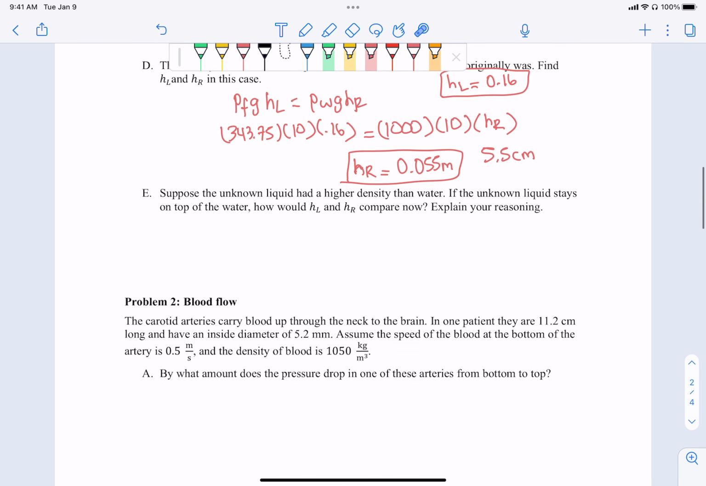We'll probably move on to part E then. So now it says, suppose the unknown liquid had a higher density than water. If the fluid density was higher than water, if the unknown liquid stays on top of the water, how would HL and HR compare now? So if P fluid is higher than P water now, how would HL and HR compare now?